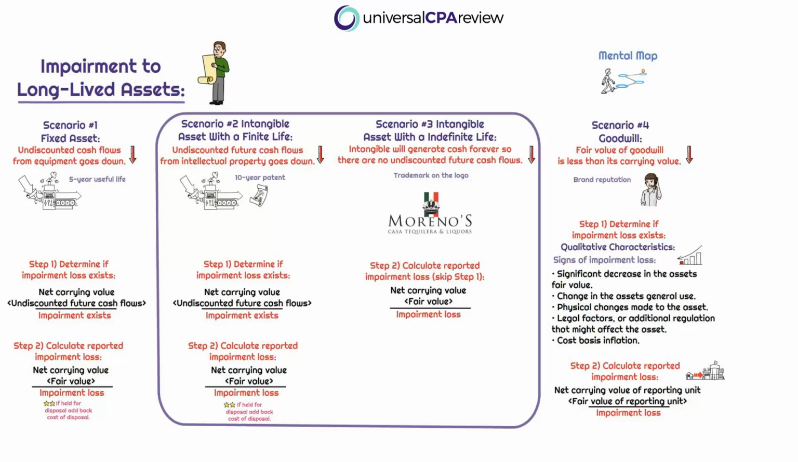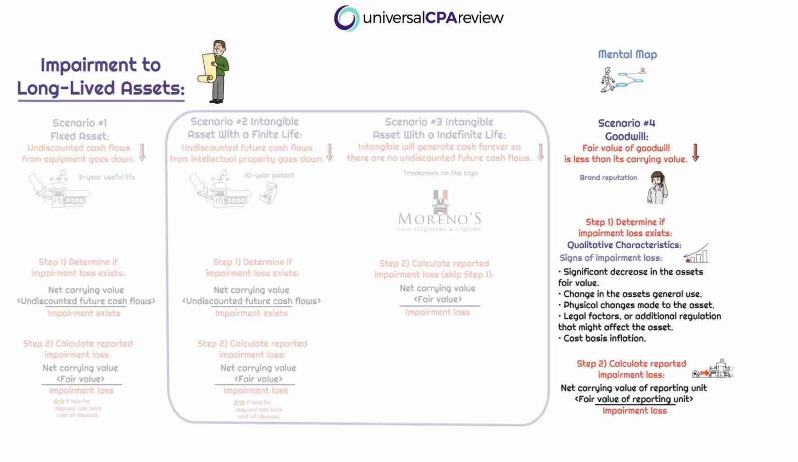Okay, so as we mentioned, technically we have two types of assets, but we have four scenarios when it comes to testing for impairment. We already talked about testing for impairment related to property, plant, and equipment, as well as testing for impairment related to intangible assets, both those with a finite life and those with an indefinite life. So now we're going to talk about a very specific scenario related to testing for impairment for goodwill.